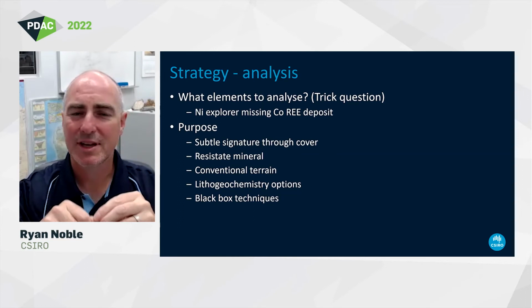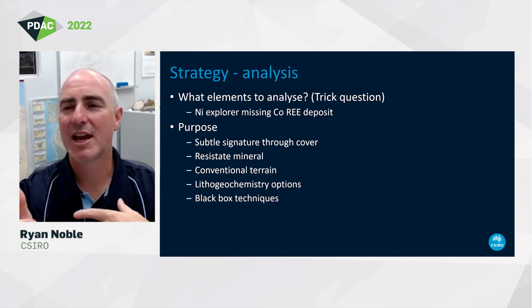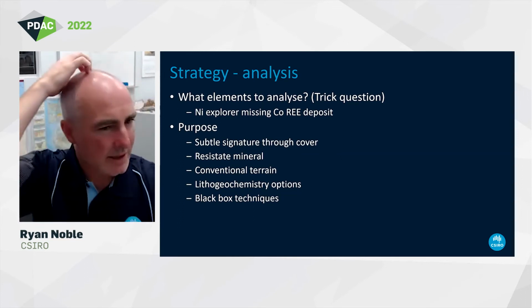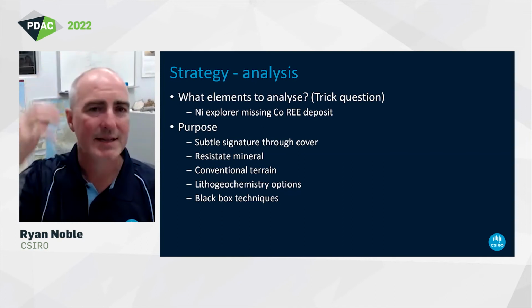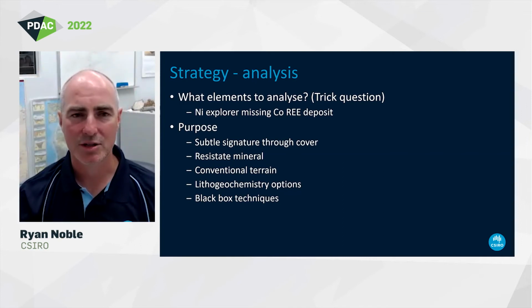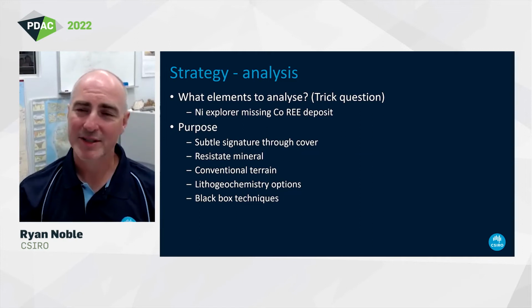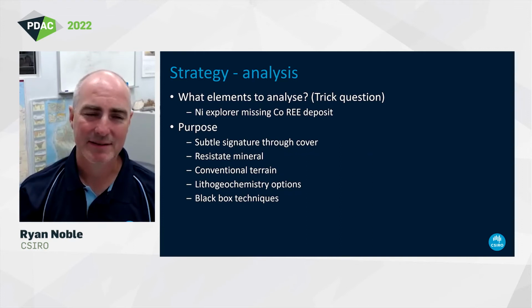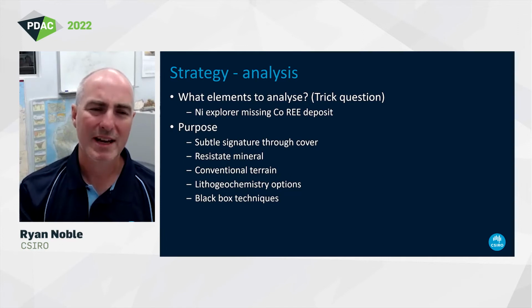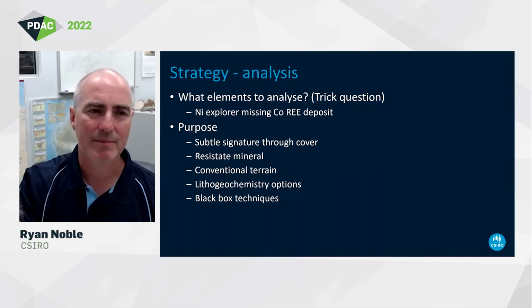But if you're looking for a subtle signature through perhaps shallow sand dune cover, well, that's not really going to help you. And in this case, that's where you should be looking at partial extractions and some of the other sample prep steps that you can do. And some of those are sort of black box techniques in many cases, but you should be open to at least looking at them, but try and get as much information as you can before applying them.